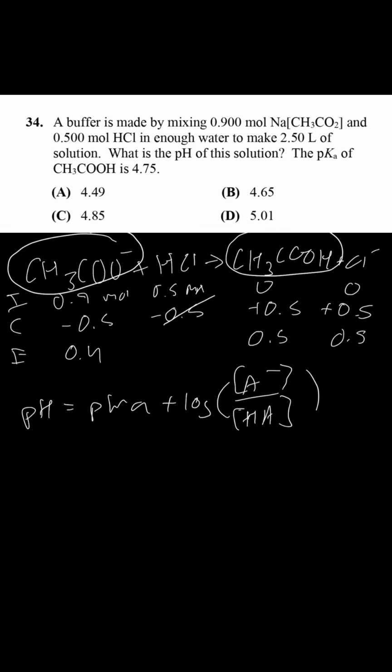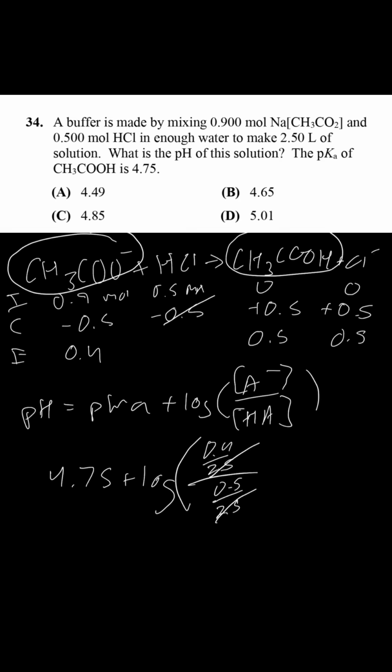And so we'll do the pKa, 4.75, plus log of the conjugate base concentration, which will be 0.4 over 2.5, divided by 0.5 over 2.5. We can cancel this 2.5. And so you're left with 4.75 plus log of 0.4 over 0.5. And so if you plug that into the calculator, you get 4.653, or I guess to 2 sig figs, just 4.65. And so that matches up with answer choice B, and that is the right answer.